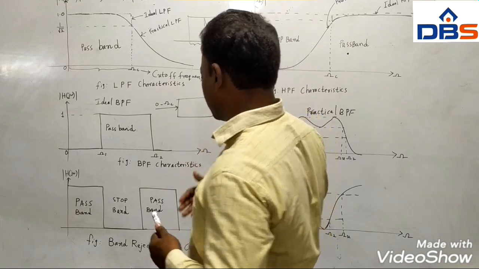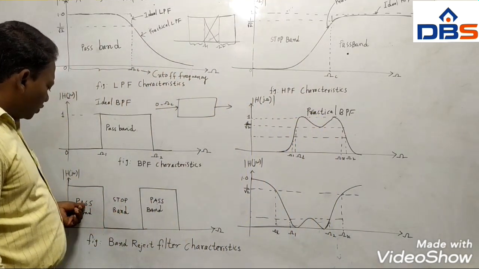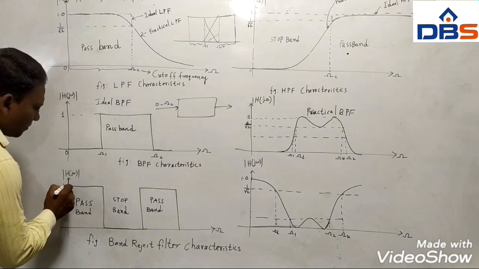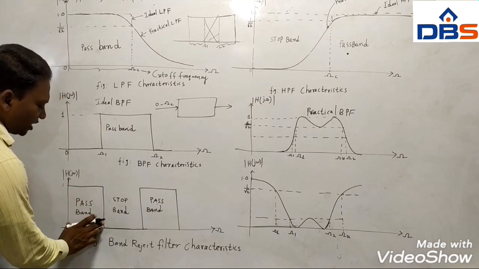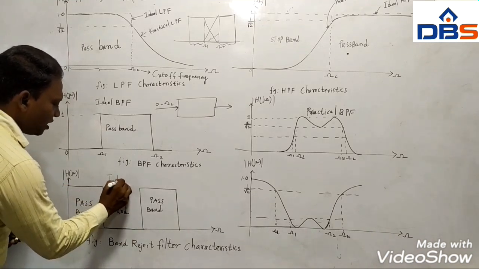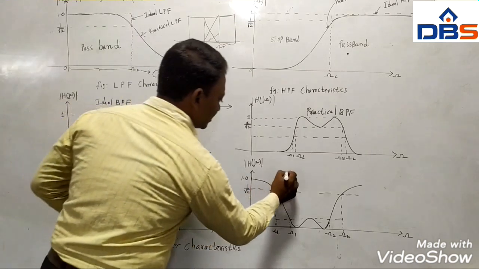These are very useful in signal processing. The magnitude response here is maximum in the pass bands, and in the stop band it is 0 because it is ideal. This is the ideal band reject filter. This is the practical band reject filter.